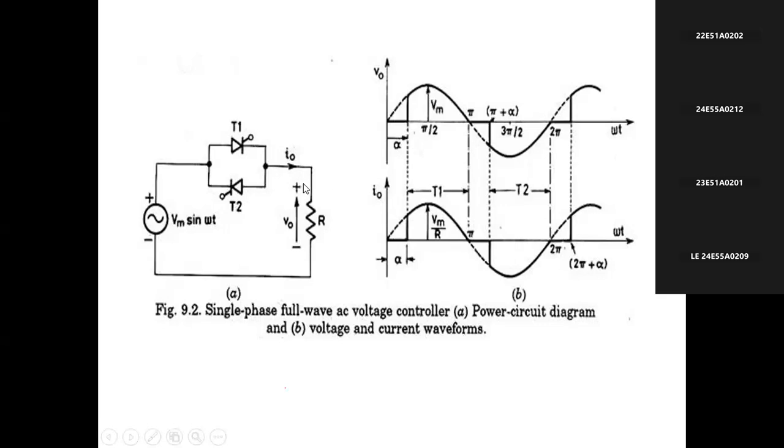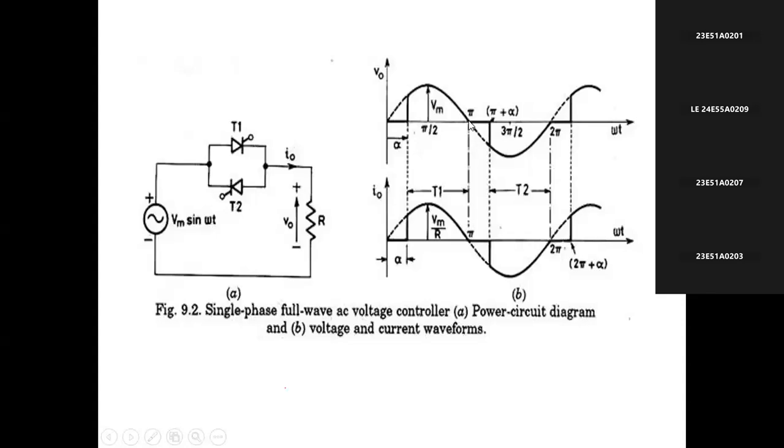Once T1 is on, load is connected to source. T2 is off, only T1 is on. Now there is connection between load and source. Current flows from source, T1, then load, again into source. Up to pi, we are getting output voltage like this. This is the output voltage from alpha to pi.